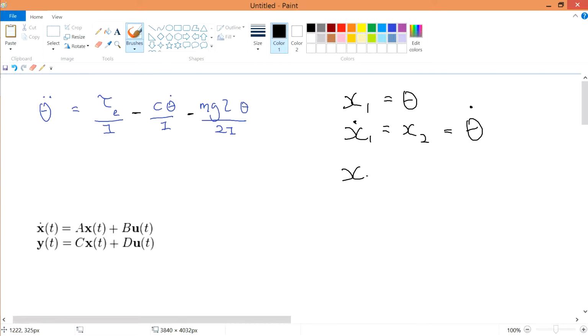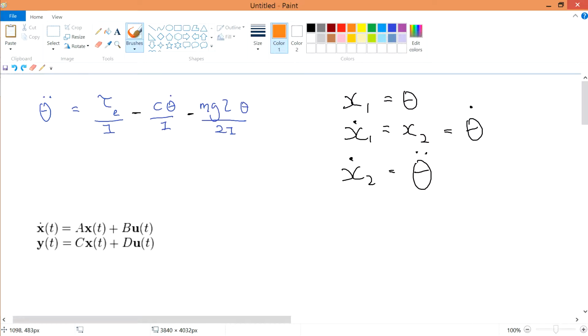Now I differentiate x2. x2, as you know, is theta dot. If you differentiate one time, you have theta double dot, and this is just x2 dot. If you still remember, we are talking about the variables on the right hand side of this equation, and you see that theta and theta dot are represented by x1 and x2.